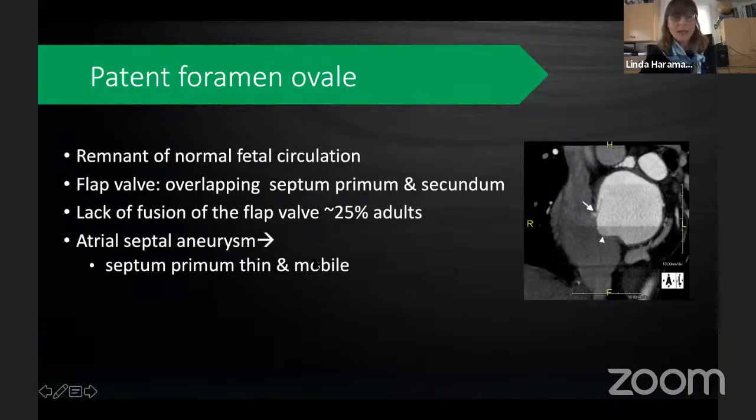The atrial septal aneurysm is highly associated with the PFO. It doesn't have to be present when PFO is present, but if the aneurysm is present, PFO is very likely. And it occurs when the septum primum is thin and mobile, and we can see an example of that here. This is an atrial septal aneurysm in someone who has a PFO, and the left-sided cardiac chambers are opacified with contrast, and we see some left to right flow through the PFO.